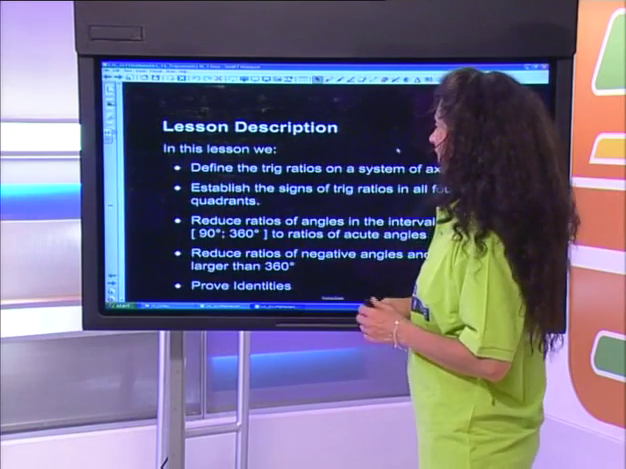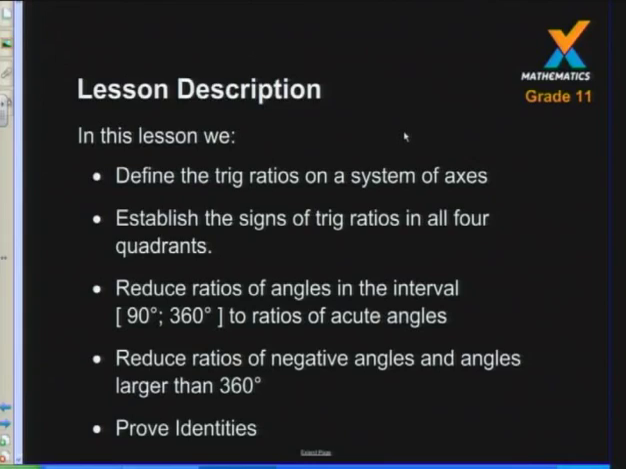So what we'll be doing in the lesson is to define the trig ratios on a system of axes. We're also going to establish the signs of the trig ratios in every quadrant. We're going to reduce ratios of angles in the interval 90 to 360 to ratios of acute angles. And then we're also going to reduce ratios of negative angles and angles that are larger than 360. So those are the 2 key concepts we're going to look at. And then we're going to look at a little bit on proving identities.